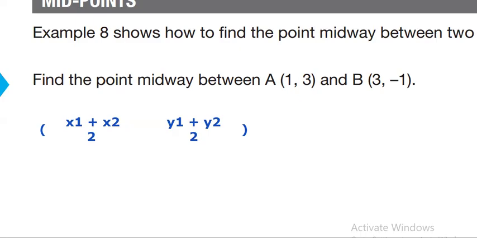Now let's use it here. First, let's put the line of dividing. So add the x's and divide them by 2, and add the y's and divide them by 2. We have to put a comma between them. So when we come here, the x's are here. This is x1 and this is y1. Then we have x2 and y2.